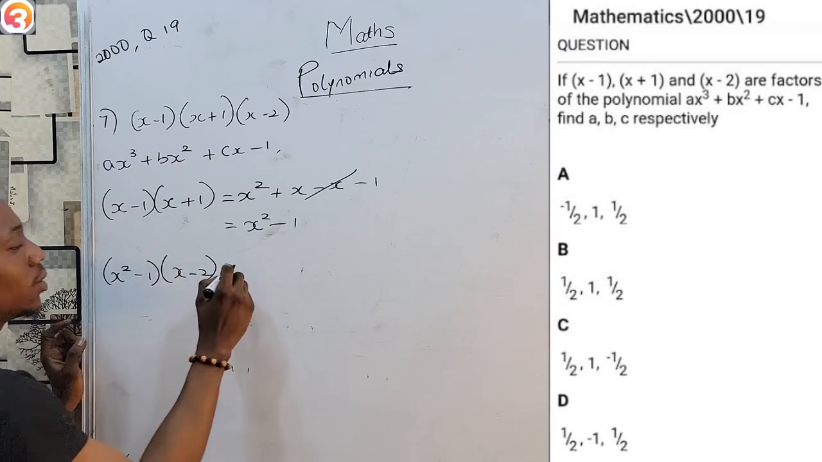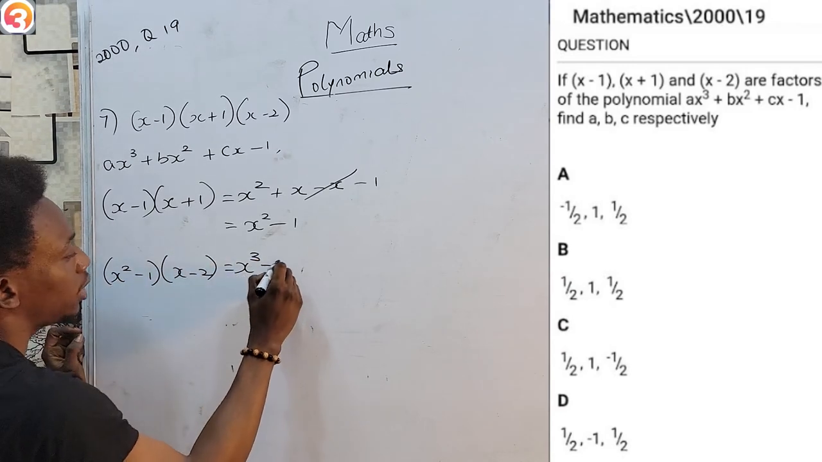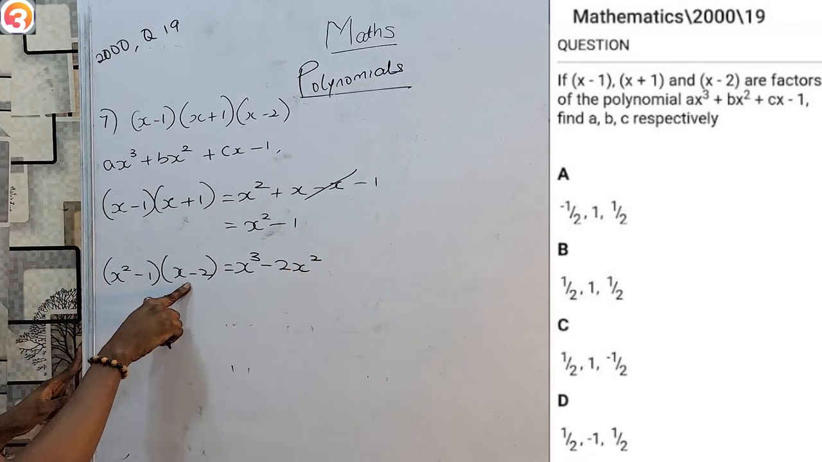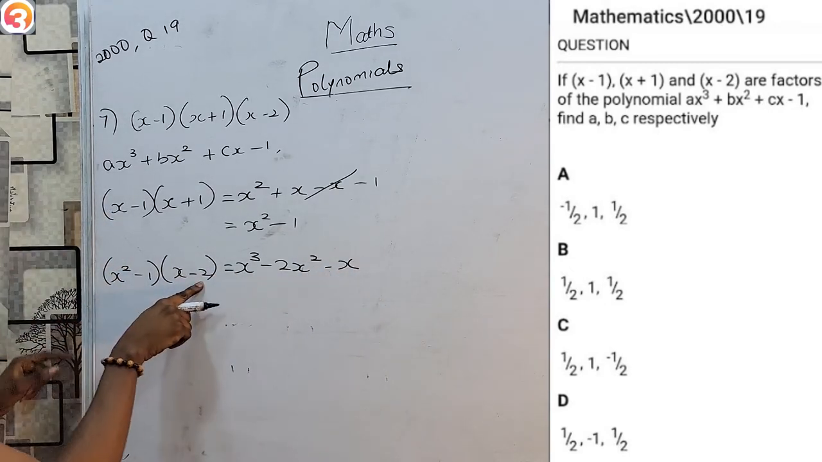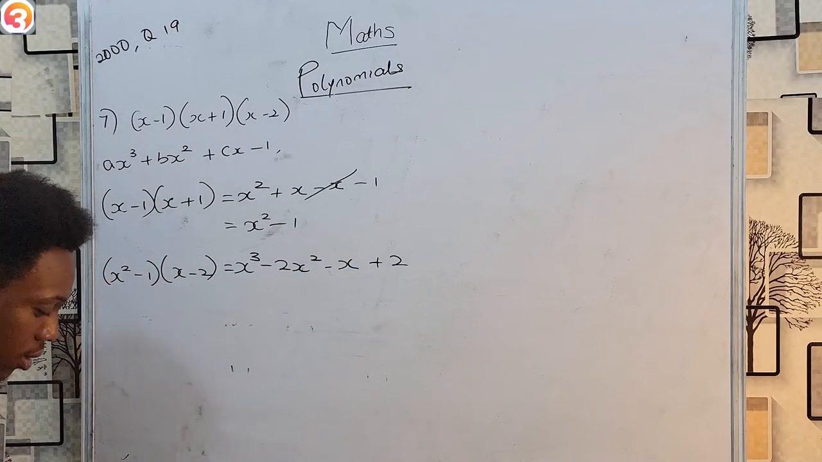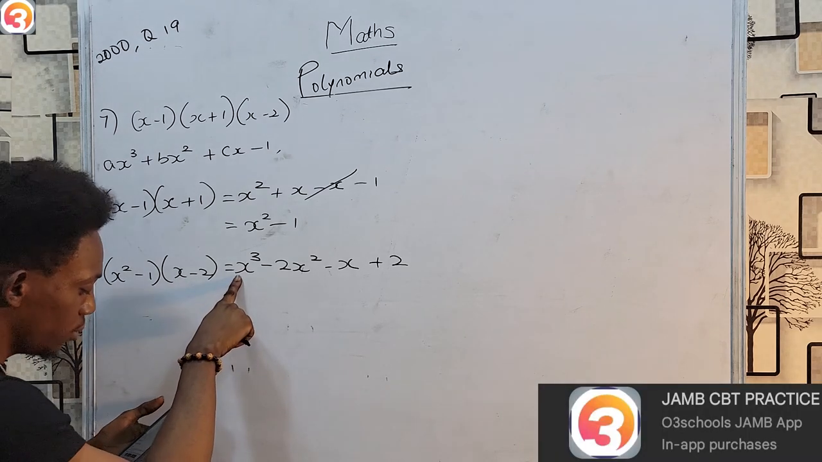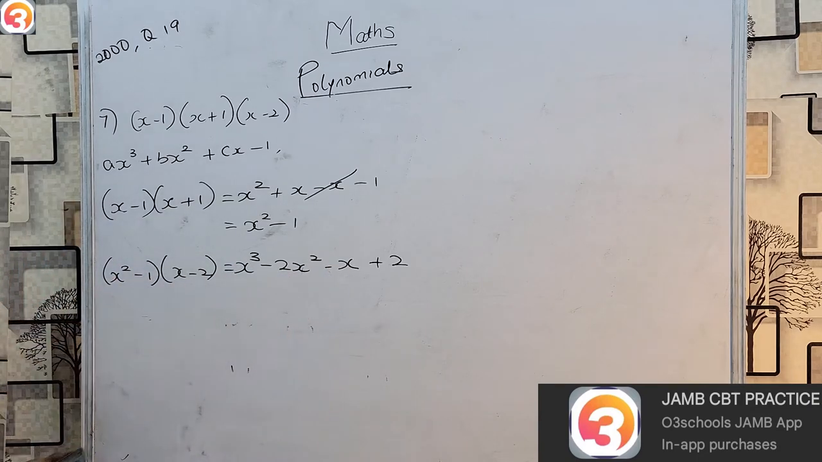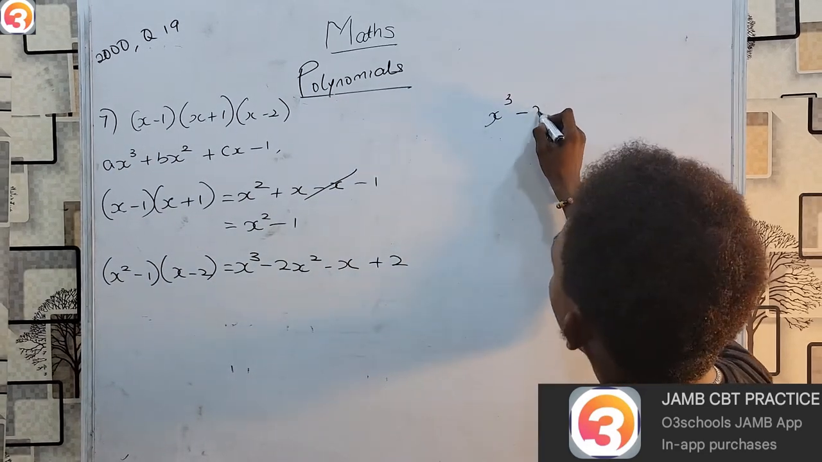X squared times x is x cubed. X squared times minus 2 is minus 2x squared. All right. Next, minus 1 times x is minus x. Minus 1 times minus 2 is plus 2. That means that my equation must be x cubed minus 2x squared minus x plus 2. But then compare. Let's put this here. This is what I got as my equation.